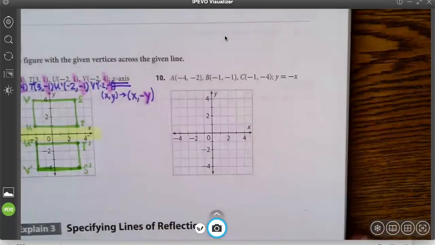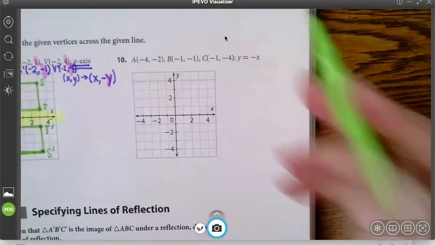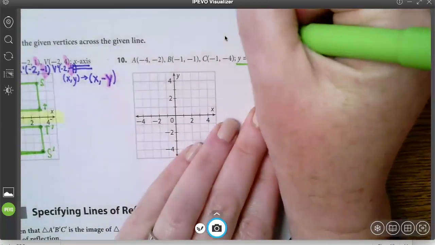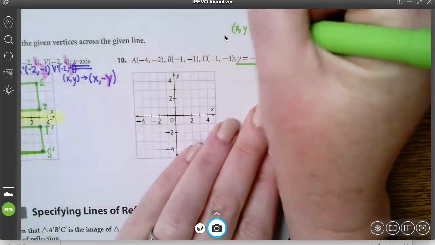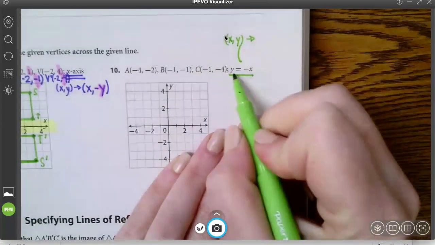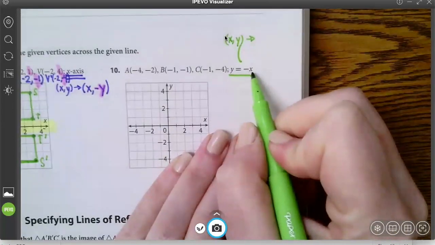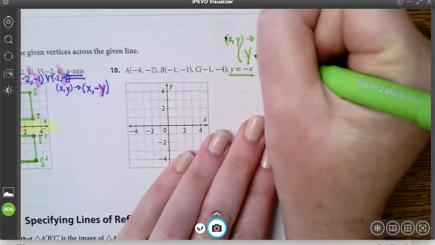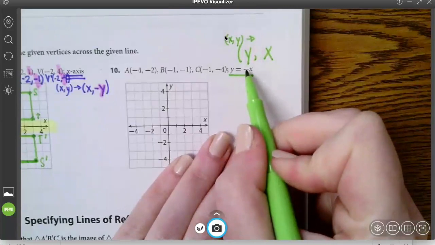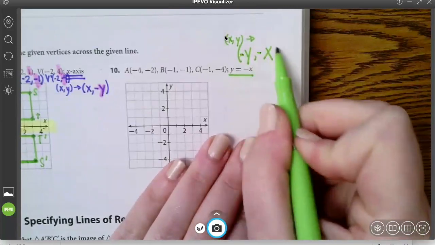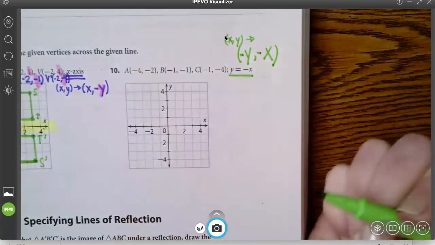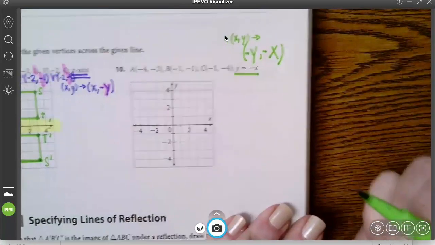Number 10. Number 10, we're using the line y equals -x. So the rule on this one, your x, y turns into, if this is our line, y, x. And then this little negative reminds us to put negatives in front of both. So we're going to change the sign and switch the order. That's like the most you could ever do to these things. Change the sign and change the order.